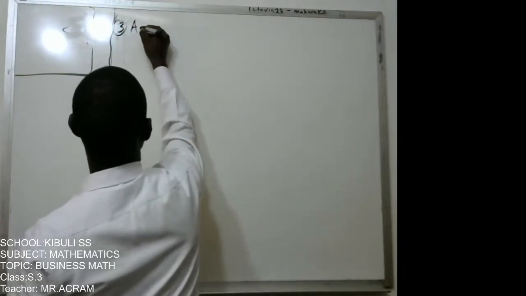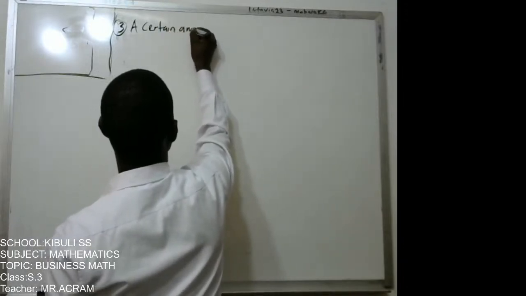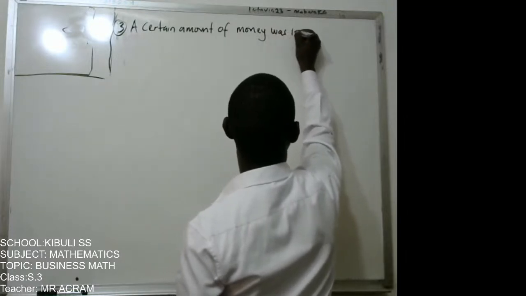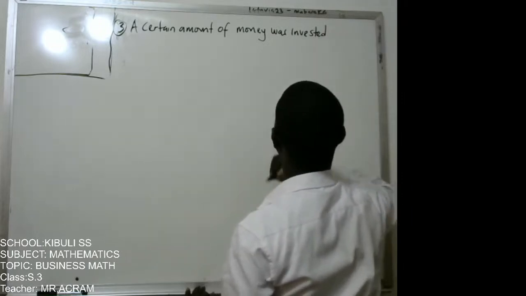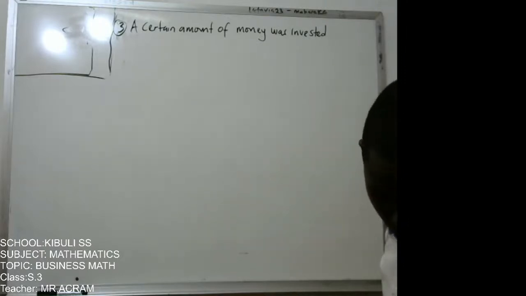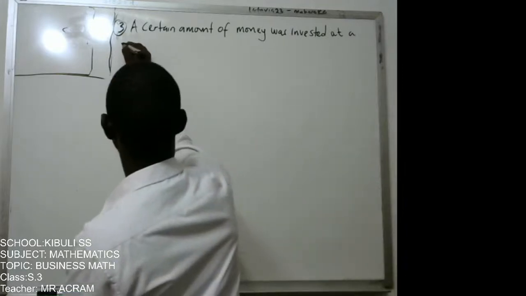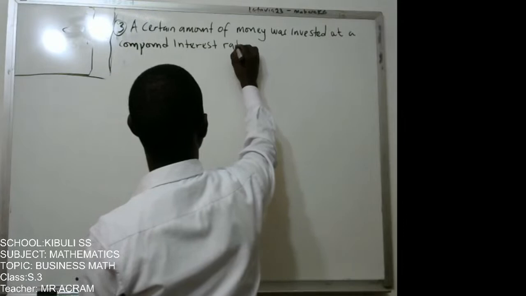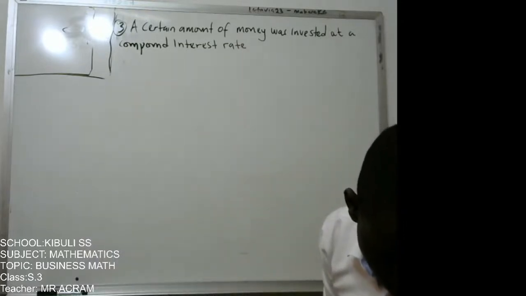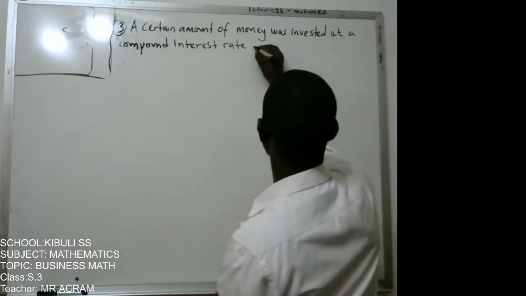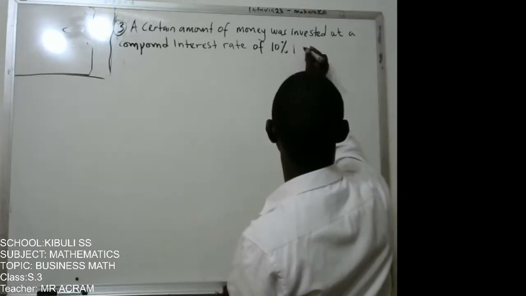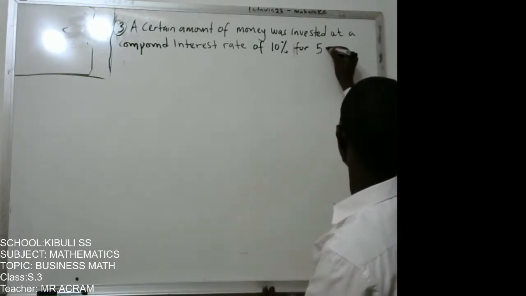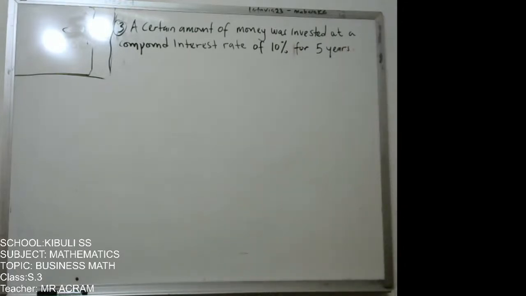So this is example 3. A certain amount of money was invested at a compound interest rate of 10% for 5 years. Full stop.